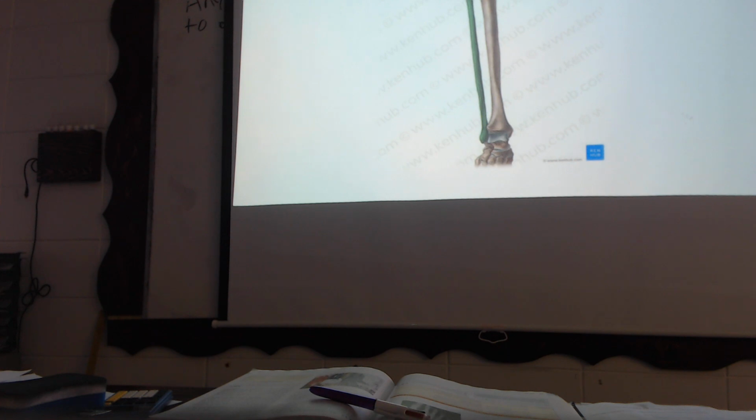Linea aspera. Point to it. Touch it. Somebody touch it. It is on the femur. Other side, posterior. Yep. Linea aspera. Point to the medial epicondyle of the femur, either or. There you go. Lateral condyle of the femur. Yeah, you got it.